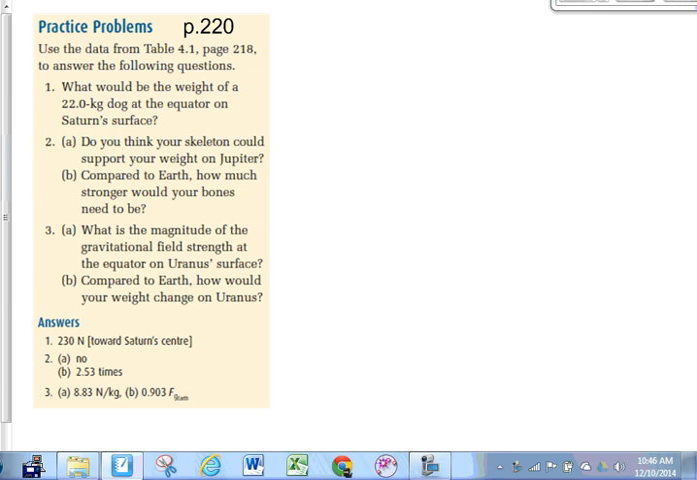Let's take a look at number 3. The magnitude of the field strength at the equator on Uranus's surface. Who's got the value of the mass of this planet? Uranus. 8.68 times 10 to the 25 kilograms, right?